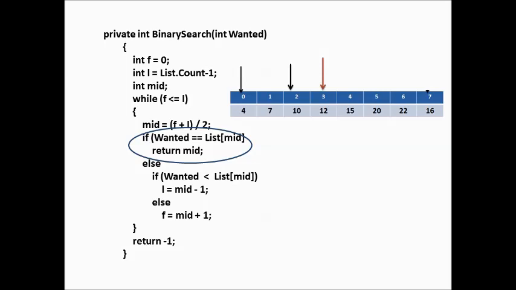And then we go to the top of the while loop and notice what happens. So at the top of the while loop, we see that first is still less than or equal to last. And then we calculate mid to be 0 plus 2 divided by 2, so mid is 1. So in this case, if we were looking for 7, we would have found 7 at position 1.